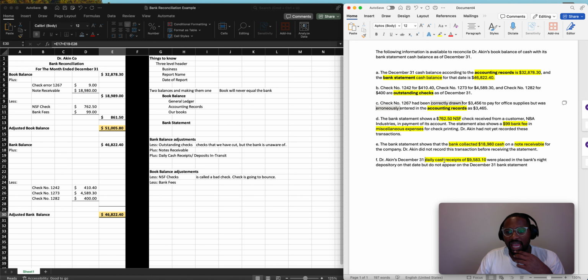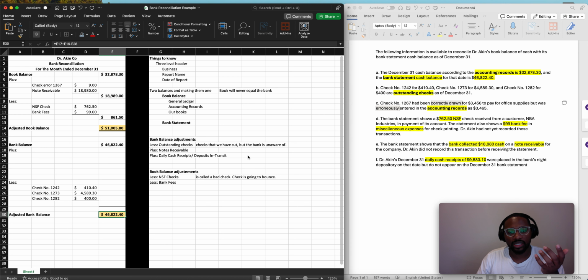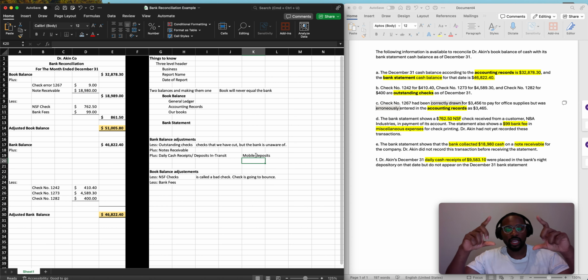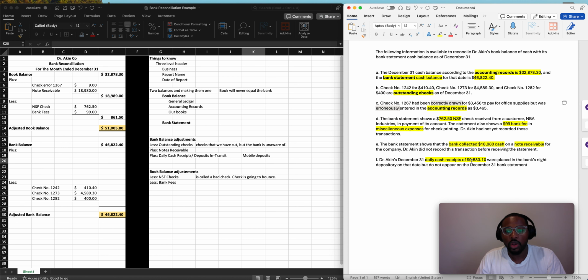When we say daily cash receipts, we're referring to deposits in transit. So deposit in transit is like, think about your mobile deposit. I know I'm talking to, again, Gen Zs and Alpha. Y'all don't know what a check is, but you definitely know what a mobile deposit is, right? If you receive a check, you take a picture of it on your phone, and what's going to happen? They say, thank you. Give it 3-4 days for the check to be approved and posted. That's all that's happening here. We deposited $9,583.10, but the bank says, hey, give us 2 to 3 days for it to post.